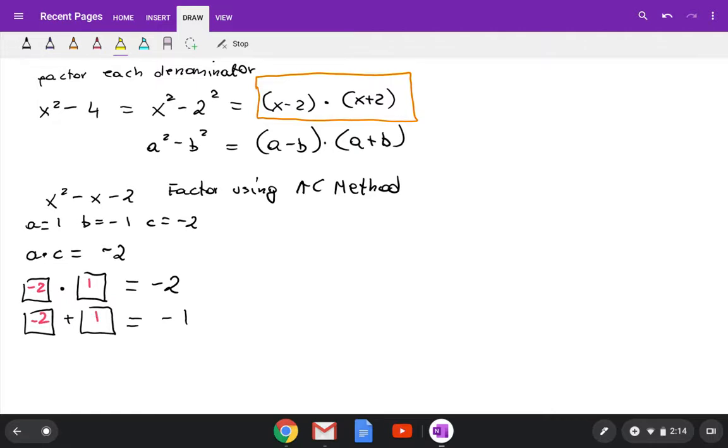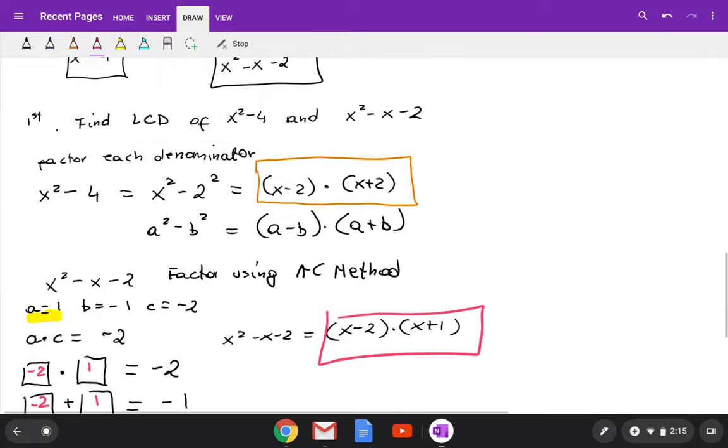This is a nice, easy case because A is equal to 1. There is 1 in front of x squared. So to factor x squared minus x minus 2, this is the same as x plus first integer times x plus second integer. And let's save that. So now we're going back. We need to find the LCD of x squared minus 4 and x squared minus x minus 2.